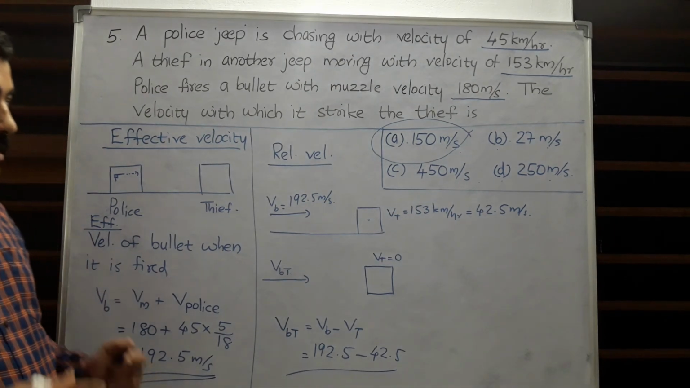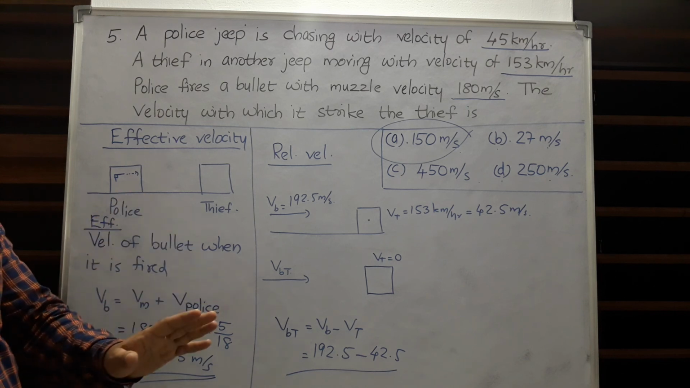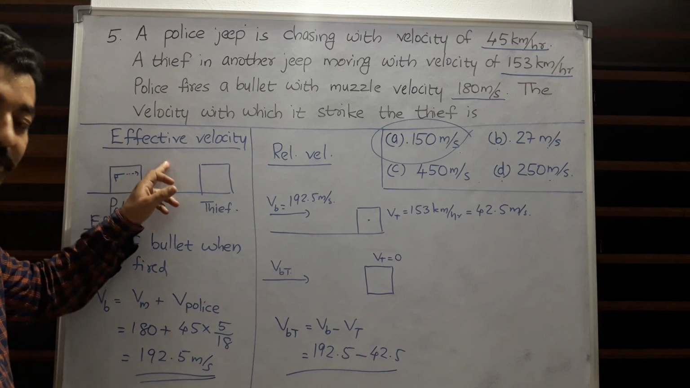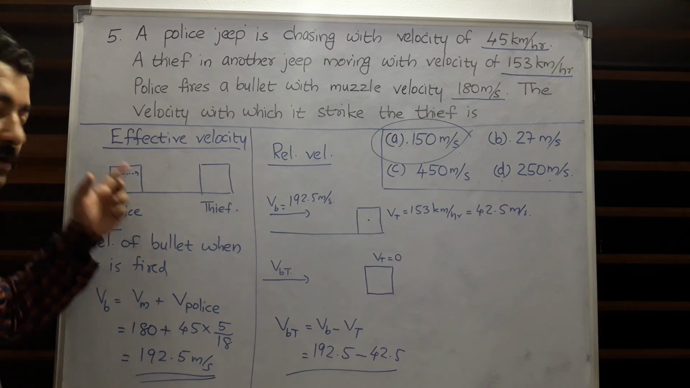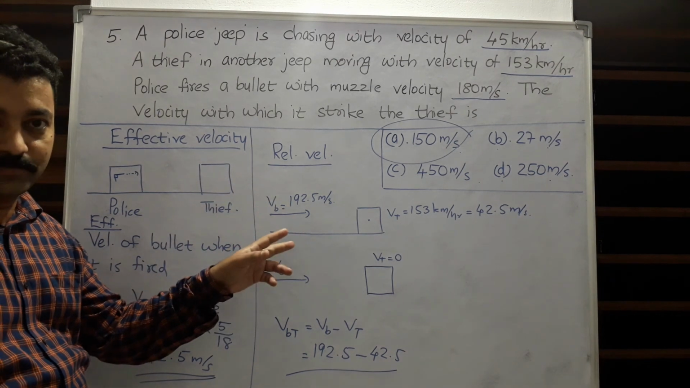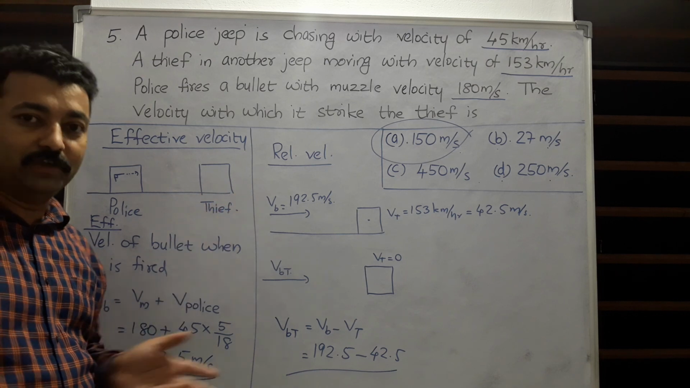So we have seen the difference. In all the cases, whenever you see the same direction, don't just take the difference. Check whether it is a case of effective velocity, where you are adding the velocity, or whether you have to consider two situations or two bodies. So that is the difference between effective velocity and relative velocity.